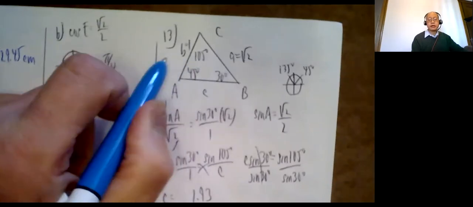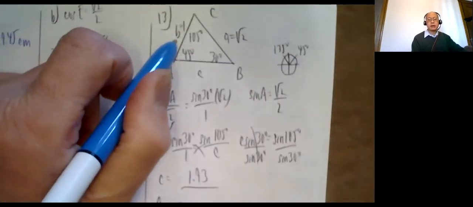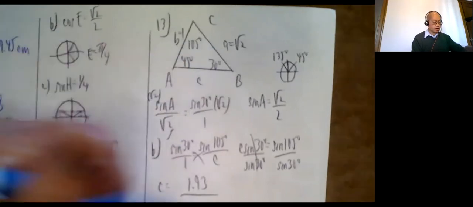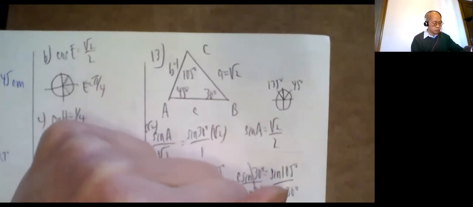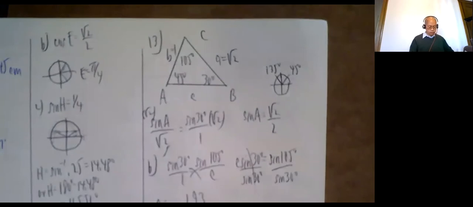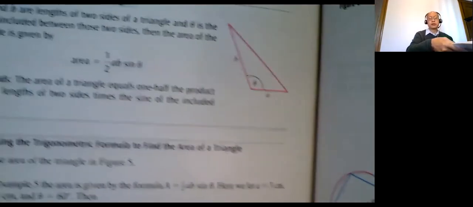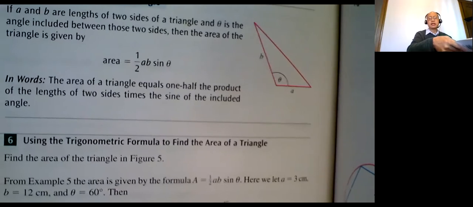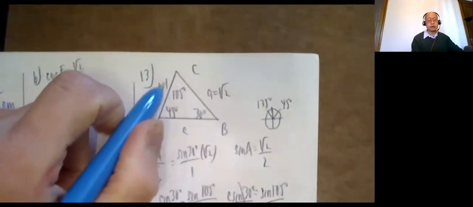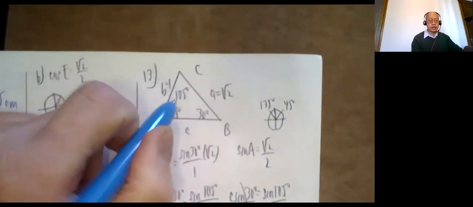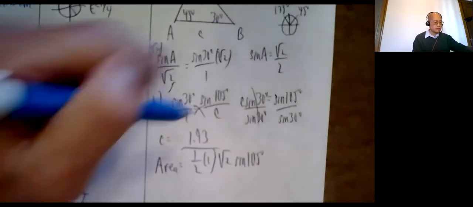So you're allowed to pick either of these. How about I pick this, this, and this? So 1/2 of 1 radical 2 sine of 105. Okay, so you look at the picture. 1/2 AB sine of theta. Theta is the included angle. A and B are two sides. So I'll pick 1. It's always nice to pick 1. I like multiplying 1. Radical 2 was given, and the sine of 105. Okay, should box this off here.